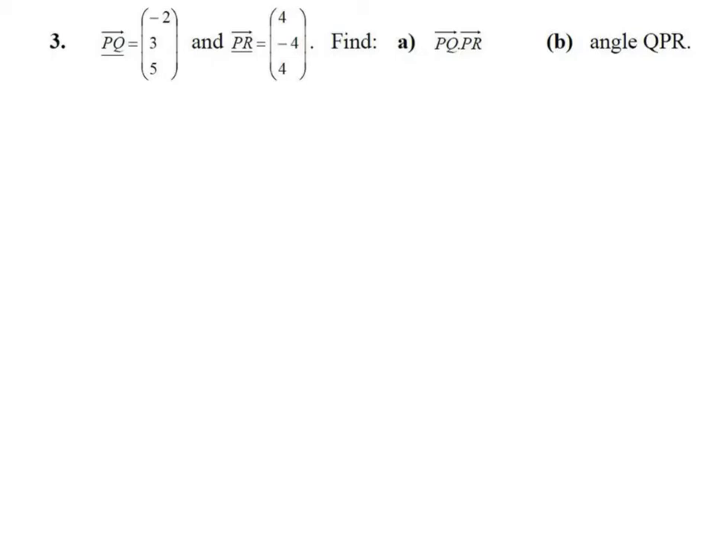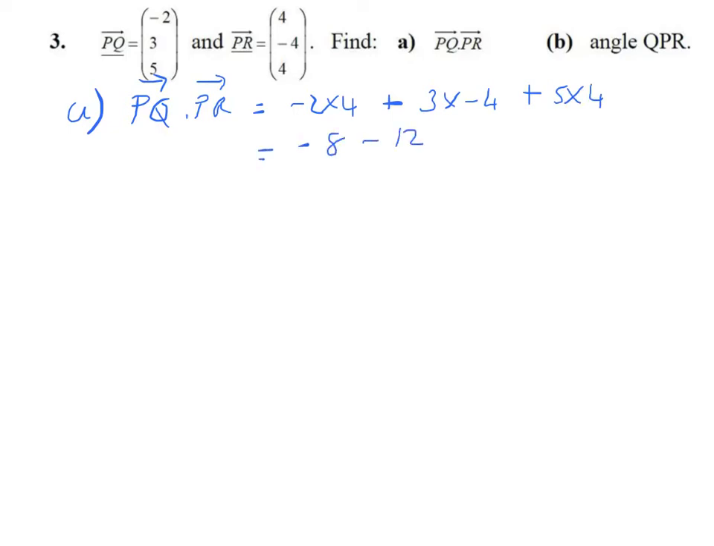Now, question 3. Choosing the scalar product. We're given two vectors in component form and we're asked to find the dot product. When they're in component form, it's straightforward. Remember, this is on your formula sheet. So PQ.PR is equal to negative 2 times 4 plus 3 times minus 4 plus 5 times 4, which is negative 8 minus 12 plus 20, which equals 0.